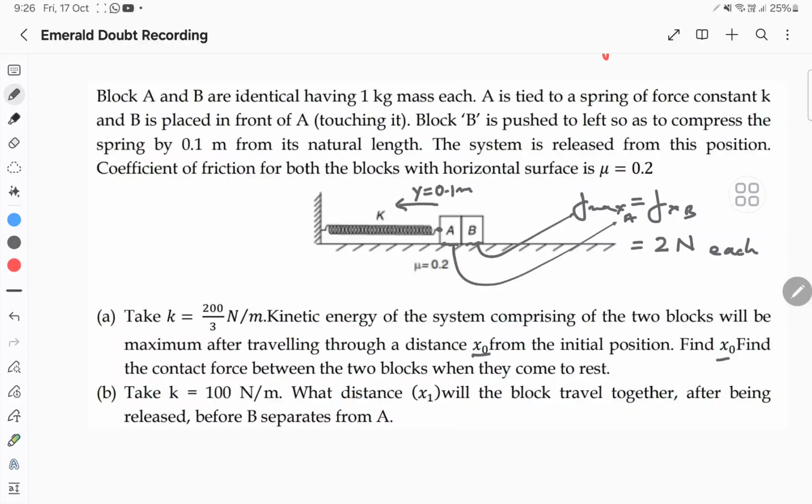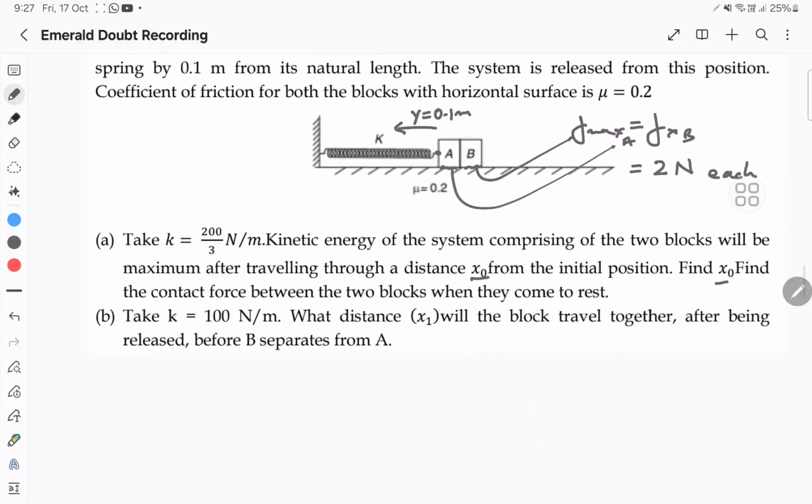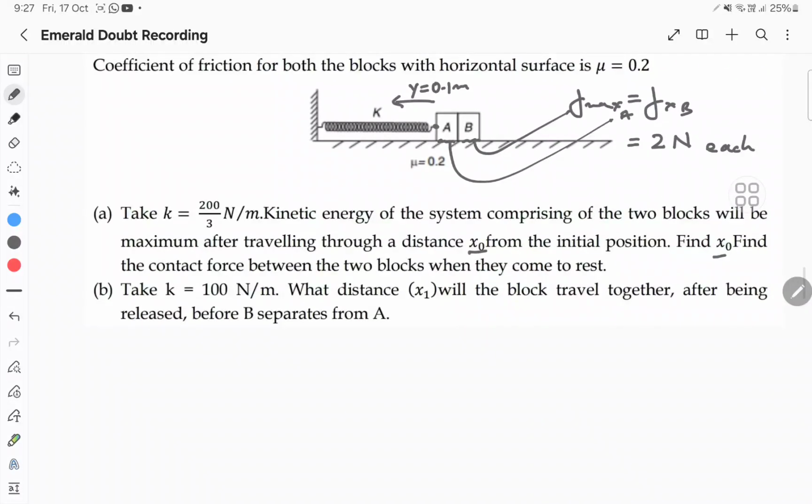Kinetic energy of the system comprising of the two blocks will be maximum after traveling through a distance x naught. Yeah, so the kinetic energy will be maximum when the velocity is maximum, and the velocity will keep on increasing as long as the push from the spring is more than the friction, so that the velocity is increasing from the initial position. Find x naught.